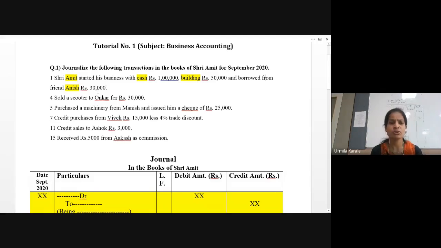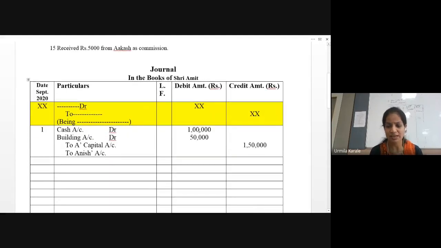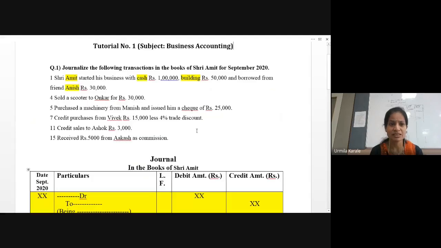What will happen when you borrow the money? Cash will come into the business and Anish is the giver. So your cash will increase. Cash was 1 lakh, now it will increase by 30,000. So 30,000 cash will increase.